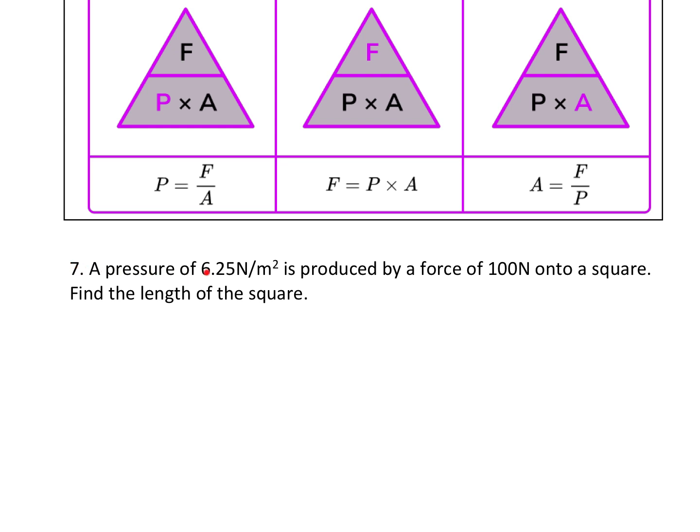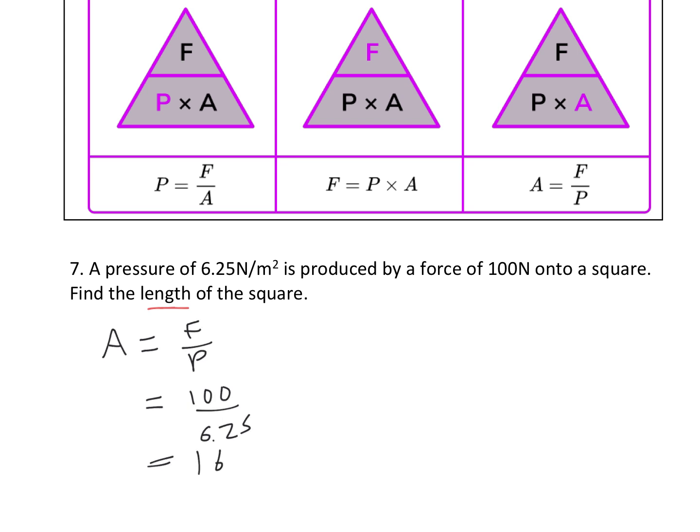Question 7, we've got a pressure of 6.25 newtons per metre squared is produced by a force of 100 newtons onto a square. Find the length of the square. We don't have any formula to find out length, so we need to go back and see what can we work out and see if it will be useful. We're given pressure and force, and if we know pressure and force, we can work out area. Area is force divided by pressure. The force is 100, the pressure is 6.25, and if you divide that, you get an area of 16.